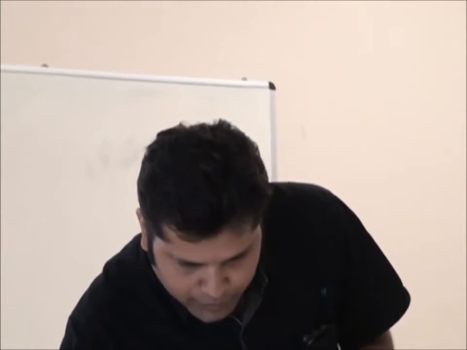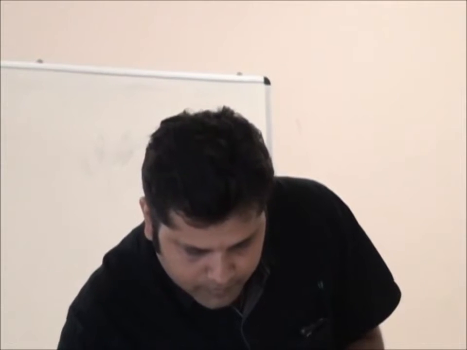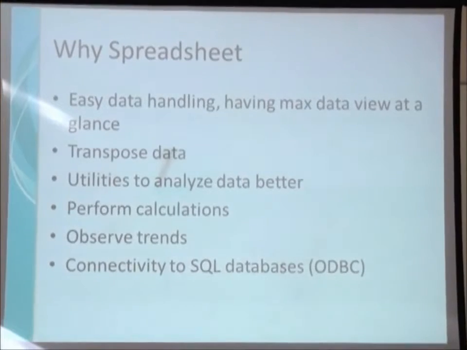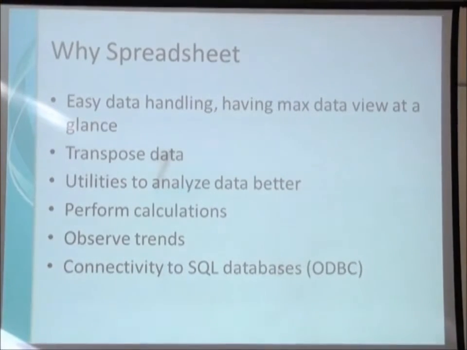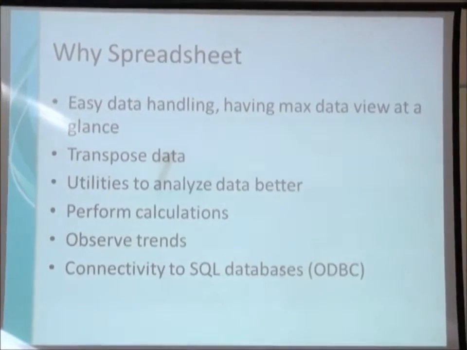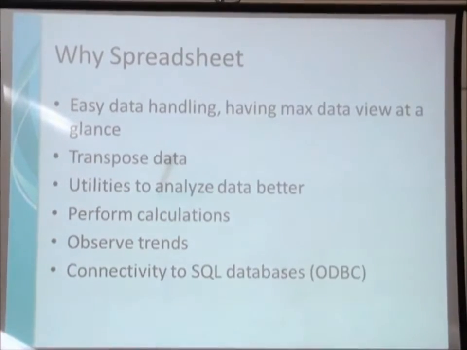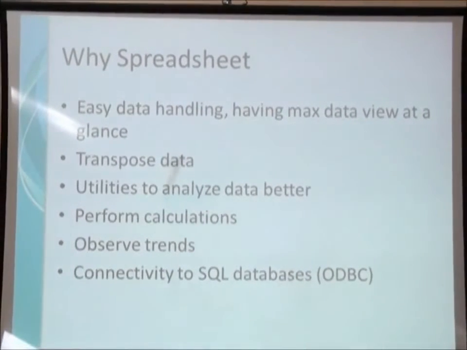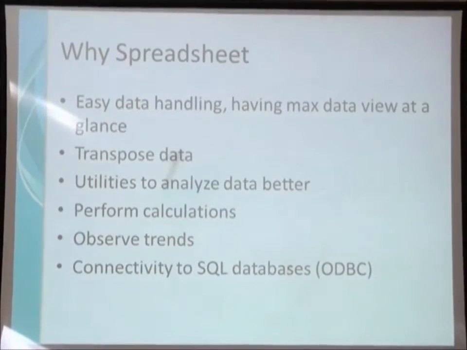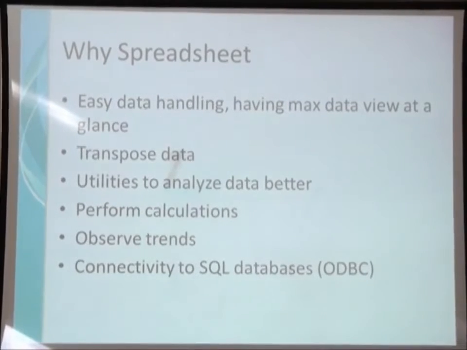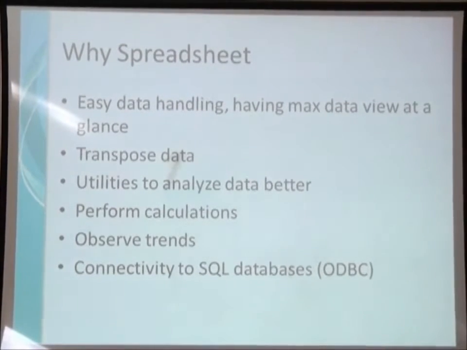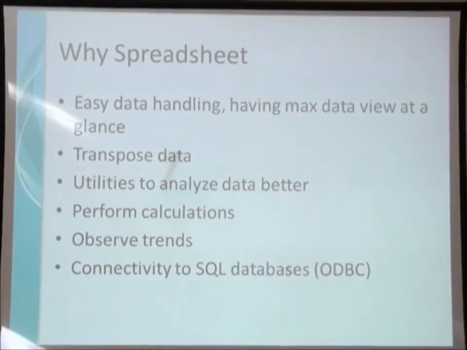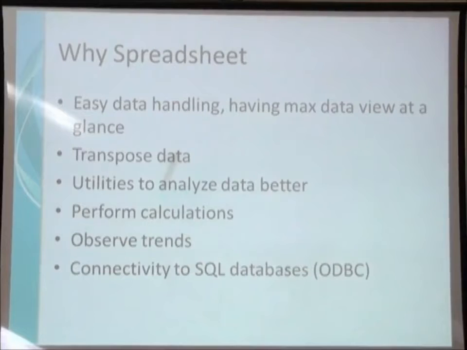So let's go to the next point. Excel and OpenOffice both have this. Transpose data. What do you mean by transpose? Correct. Convert rows into columns and columns into rows. I'll show you a real-time example for that. That is what I was doing yesterday when creating those lists; at that point I used transpose. And then, utilities to analyze data better.